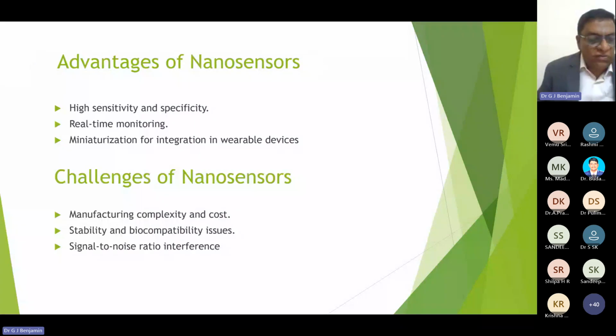Now, what are the advantages of nanosensors? The advantages of nanosensors are that they're highly sensitive and specific, allow real-time monitoring, and miniaturization for integration in wearable devices. It is small, it is easy, and it can be easily handled. And the challenges of nanosensors are the manufacturing complexity and cost, stability and biocompatibility issues, and signal to noise ratio interference.